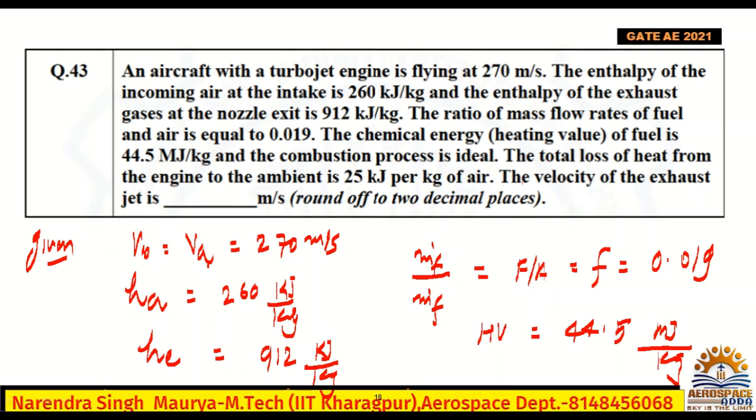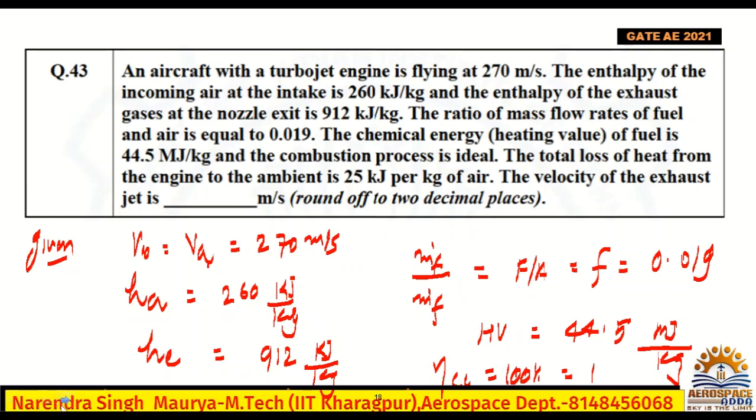And the combustion process is ideal. What does it mean? It means combustion chamber efficiency is 100%. Total loss of heat from the engine to the ambient is 25 kilojoule per kg of air. So this value I will write here.